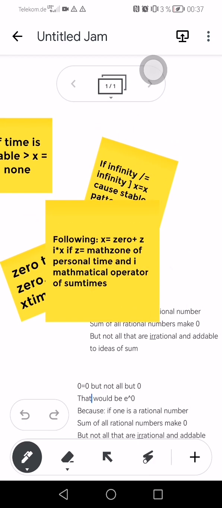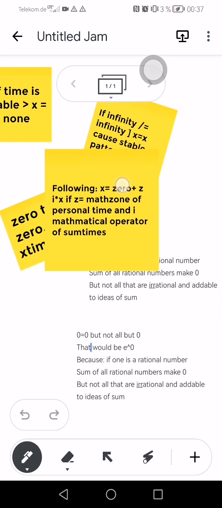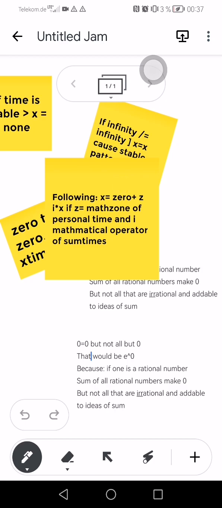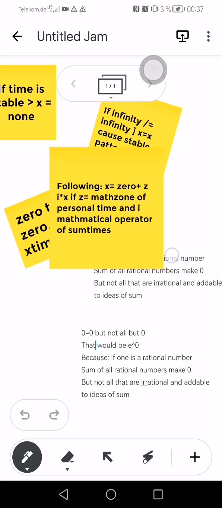Well, if infinity unequals infinity, x equals x, cause stable time pattern. But if 0 is 0 to 0.1 times time, or times not time, and x is time, then 0 to 0.1 is the difference in what makes the sum of 1, or better said, the sum of 0.